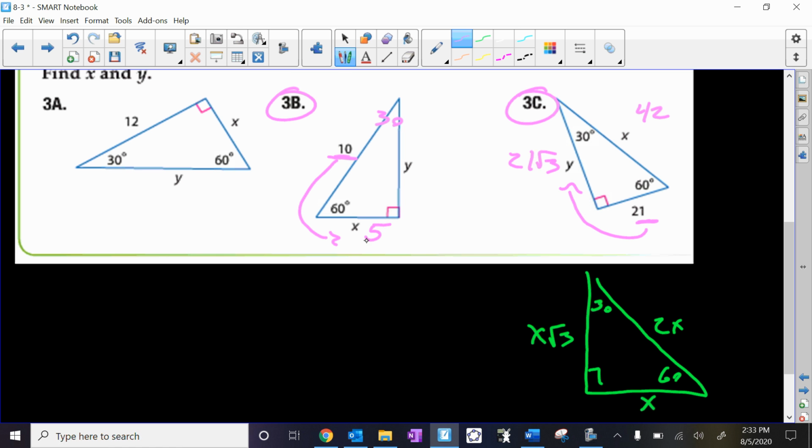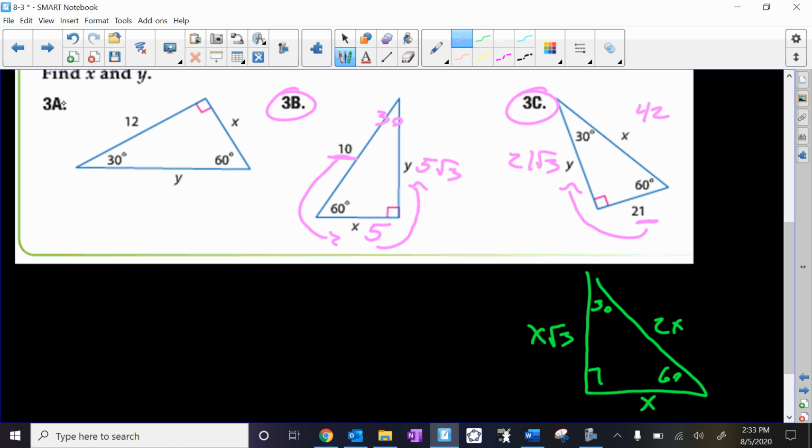And now that I have the short leg, I can go to my long leg, which is Y. In other words, I'm going from X to X square root of 3. 5 times the square root of 3 is 5 square root of 3.